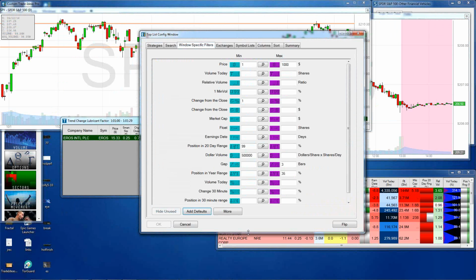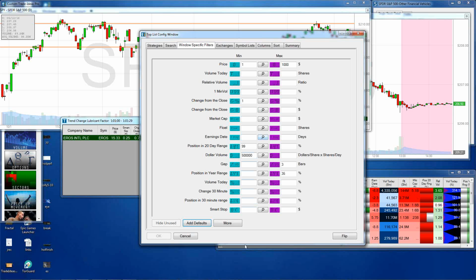The first one is it's got to be up for the day, change from the close. You see a minimum 1%. All these stocks are up on the day, 1% minimum. But we've got two time layers we're working with here, position and range. Two key words there, position and range. On the first position, we're using a year range, 52 weeks, and we have a maximum value of 35%. So in other words, it's capping out the stocks that are no more than 35% above their yearly low. Everything that's within 35% of their yearly low will satisfy that filter.